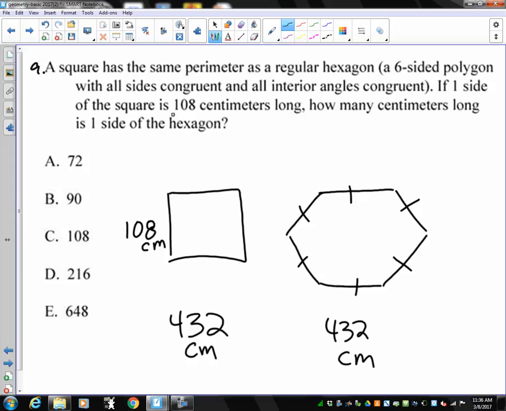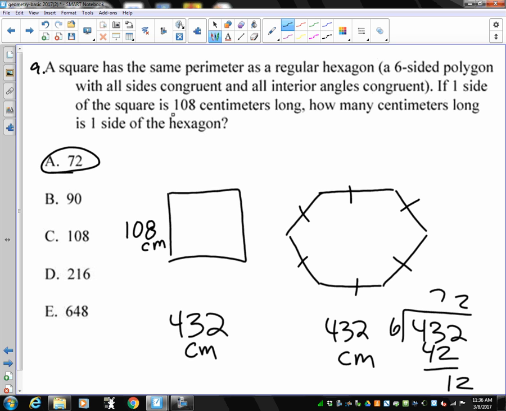So we just take here, since they're all the same, 432 divided by 6. Let's do this quicker than I can probably punch in my calculator. And we'll see that that's 72. So each side of my hexagon will measure 72 centimeters.